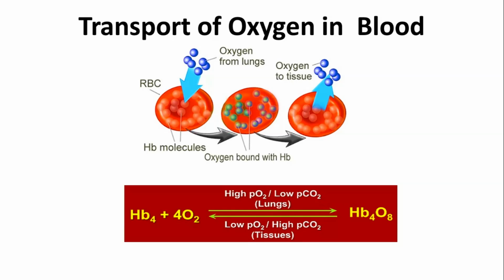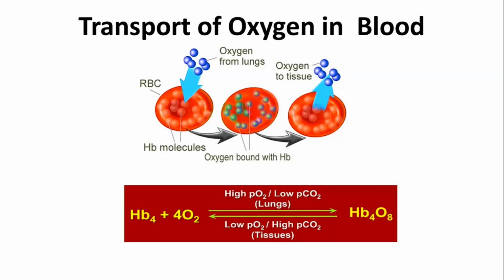Hb4 is written Hb4 because there are four polypeptide chains of the hemoglobin. Each polypeptide can be attached with an oxygen molecule. So whenever we inhale oxygen, four oxygen molecules attach with four heme groups to form oxyhemoglobin.